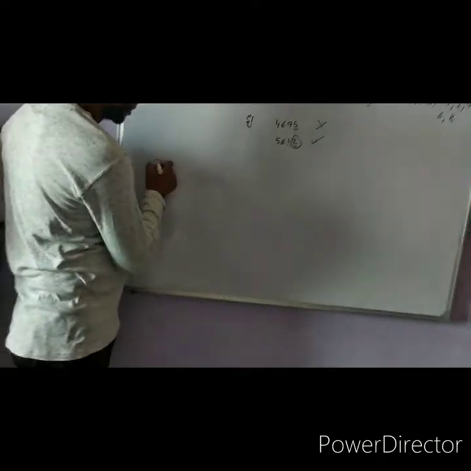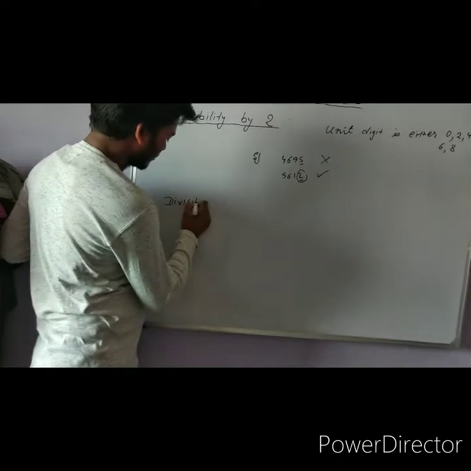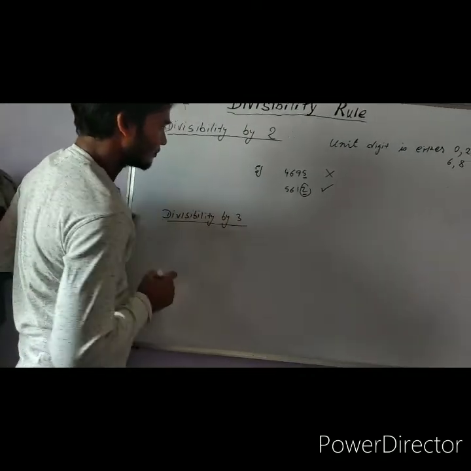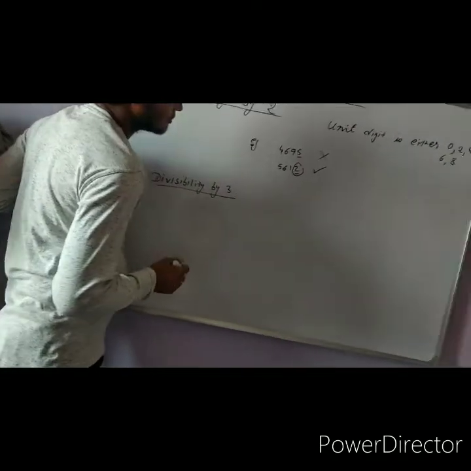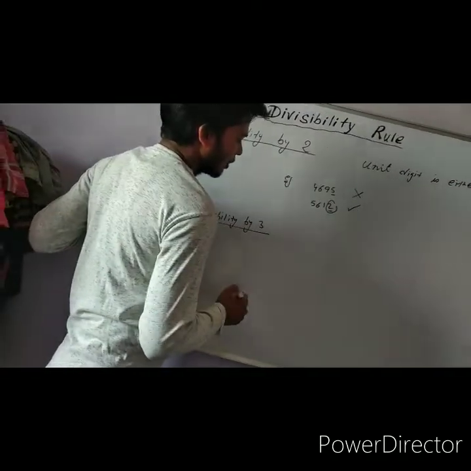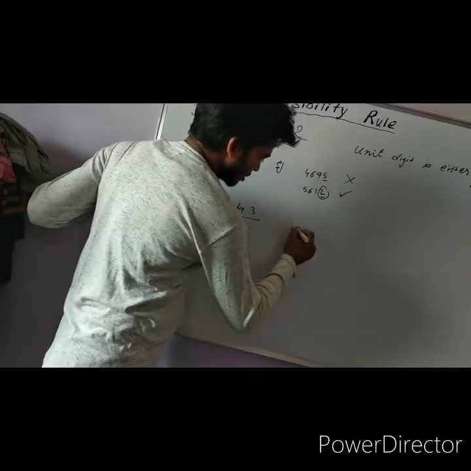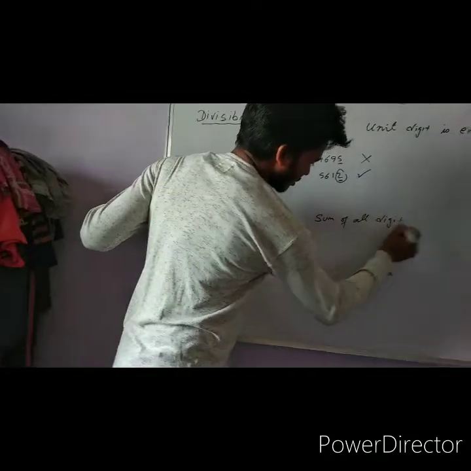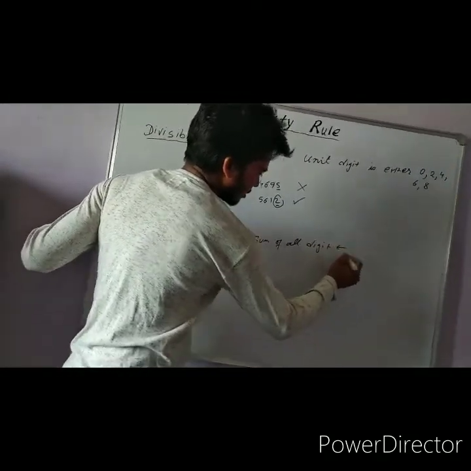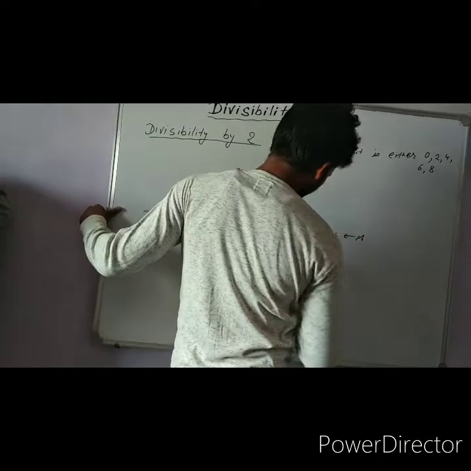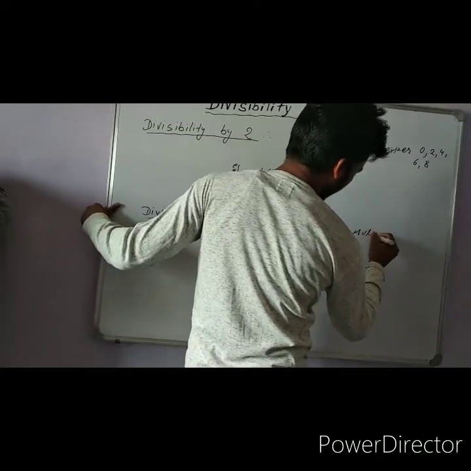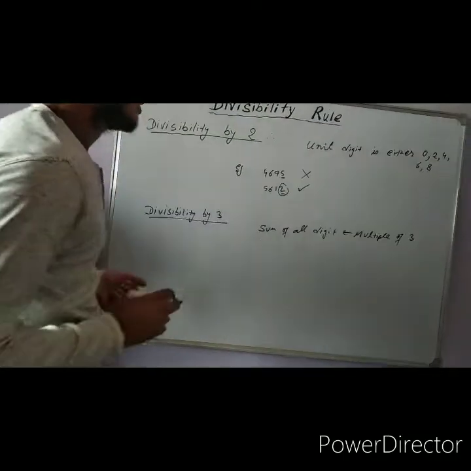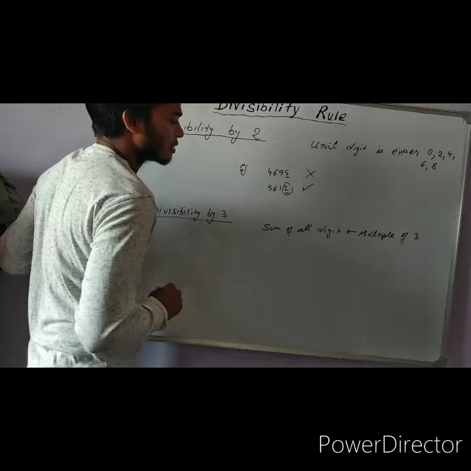Next, divisibility by 3. What is the rule? First, you have to add all digits, means sum of all digits. This must be a multiple of 3. If it is a multiple of 3, then the whole number, means the complete number, must be divisible by 3.